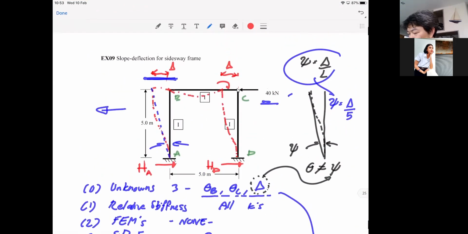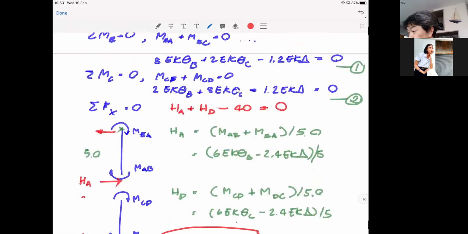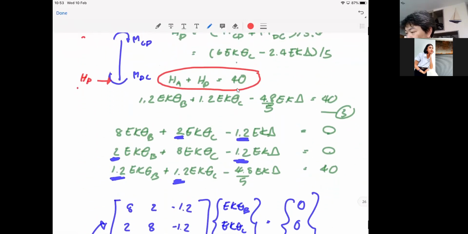But generally, I prefer to write something like this, I don't know why today I'm doing it this way. I write sigma Fx is equal to 0 and I can just throw everything on the same side.